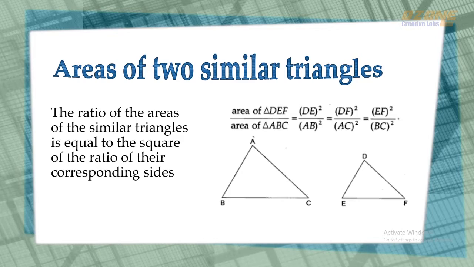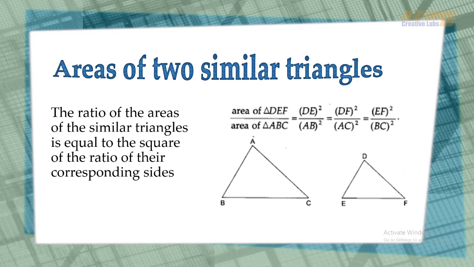So here two triangles ABC and DEF are given. By seeing, we can identify the corresponding sides: DE corresponds to AB, DF and AC are corresponding sides, and EF and BC are corresponding sides. Since the given triangles are similar, we can say that DE by AB is equal to DF by AC is equal to EF by BC.